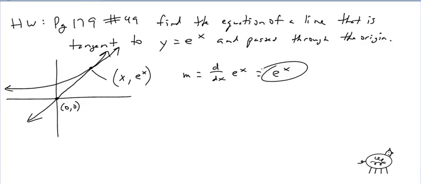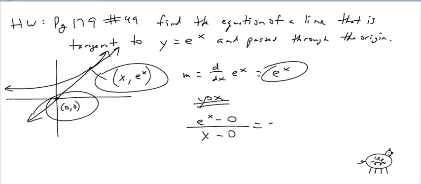Now don't plug in 0, 0, because 0, 0 is not on that curve. It's a coordinate that we're looking at going through. That's kind of important that you don't do that. So the slope is equal to e to the x. And we're going to use the slope formula here, y2 minus y1 over x2 minus x1. So y2 is e to the x minus 0, over x minus 0. Do you guys agree with that? Because I have 2 points now, this one and this one. And that equals e to the x, right? It equals that guy right there.